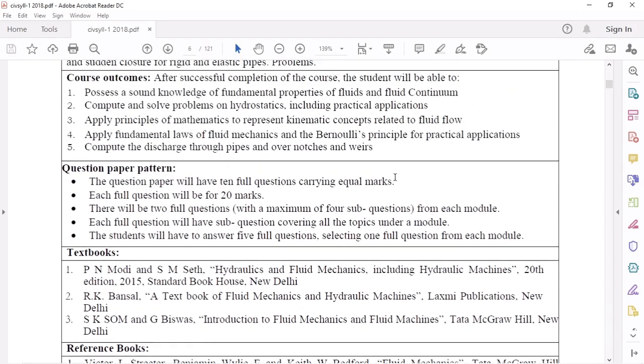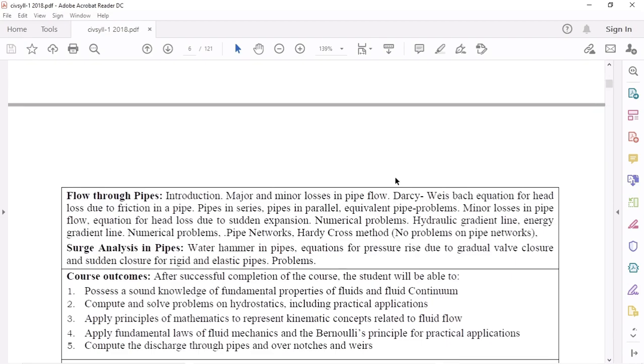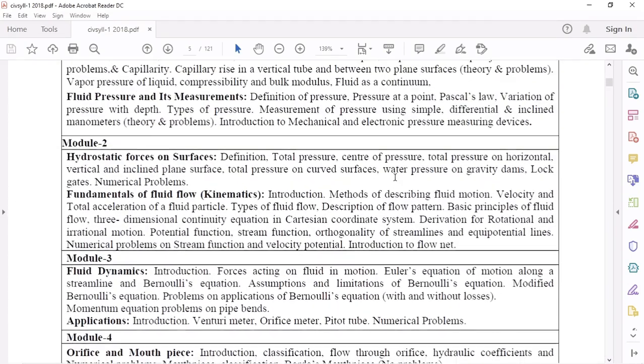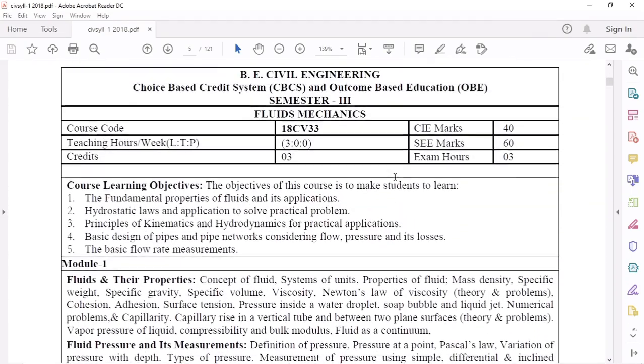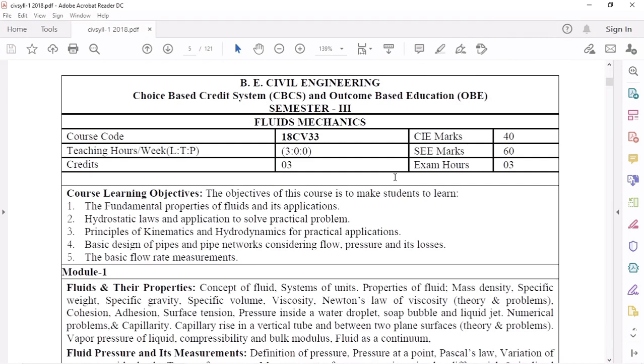So this was about the syllabus and question paper pattern of the subject fluid mechanics. In the next video we'll directly move to module 1 and we'll know about what is fluid and its properties.